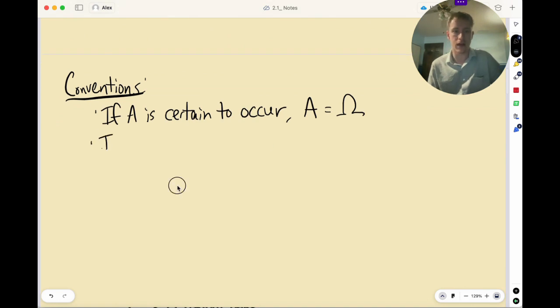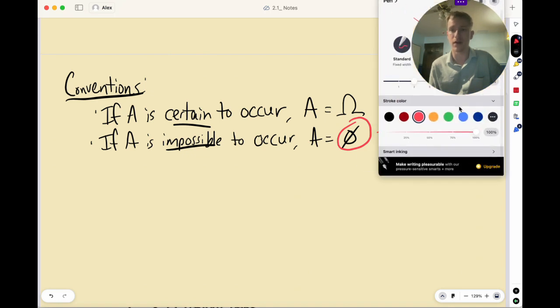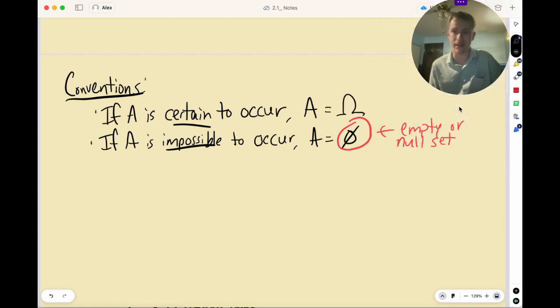All right. And if A is impossible to occur, then A is symbolized like this. This symbol stands for the empty, or sometimes the null set. It's the set which has no elements, which is itself kind of a contradiction if something is in the empty set, because nothing can be in the empty set. So it's null.